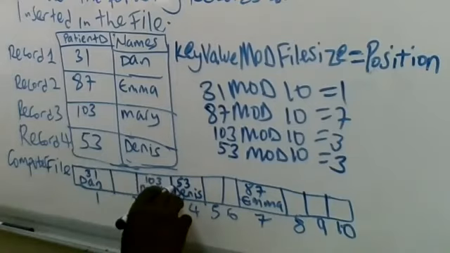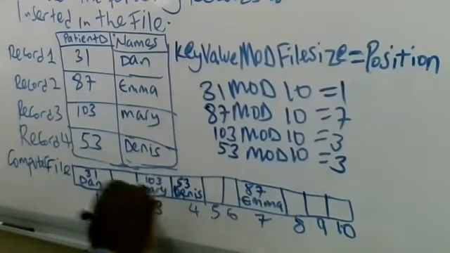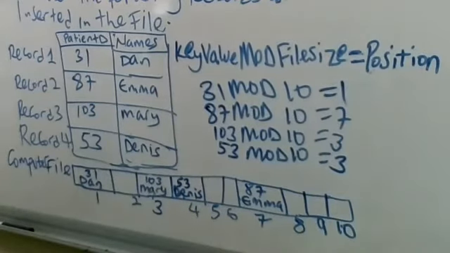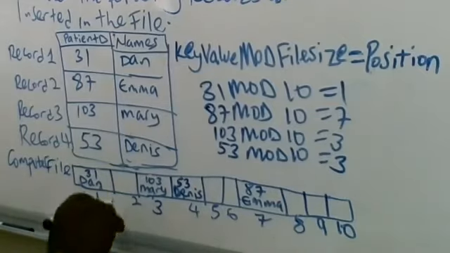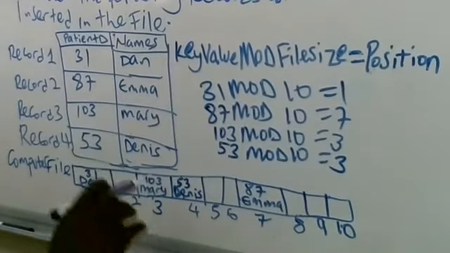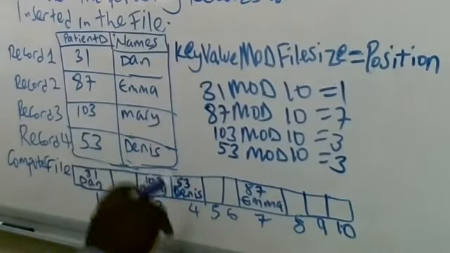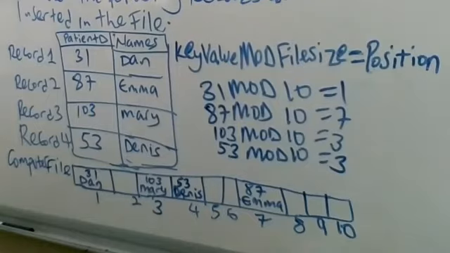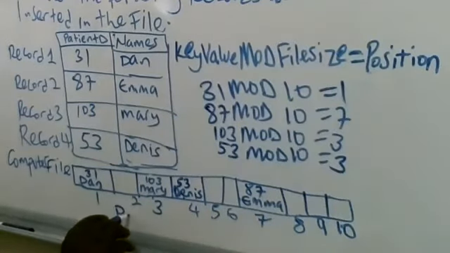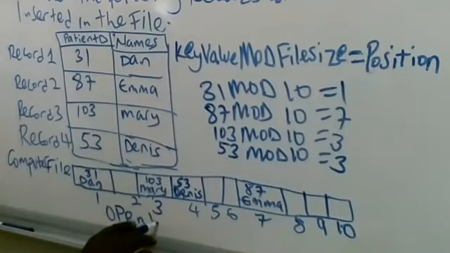Now that method of searching for any empty position and putting the new record there after realizing that there's clashing, that is called open hashing. So here we have used open hashing to find a position where the new record can be put.